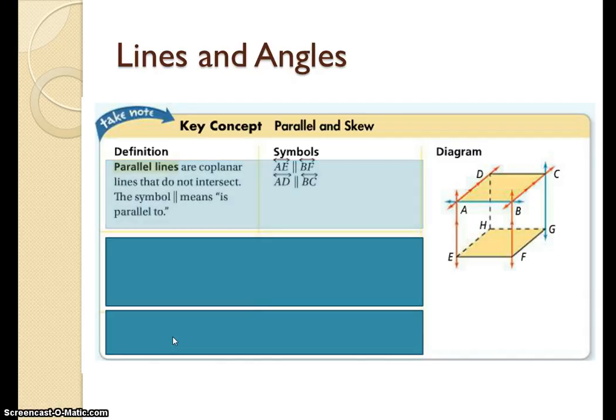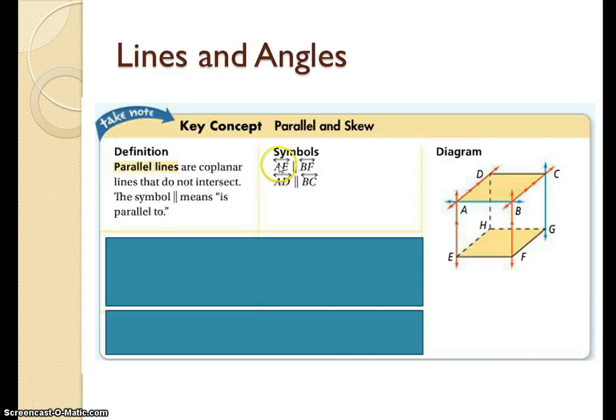So the first thing is parallel lines. Now you probably have heard of these in the past, but parallel lines are coplanar, so they're sitting on the exact same plane. They are lines that never intersect. So you probably have worked with them on a coordinate plane, but now we're talking kind of generalized like this right here. We have a symbol to mean parallel. That's these guys right here. It's two lines right next to each other.